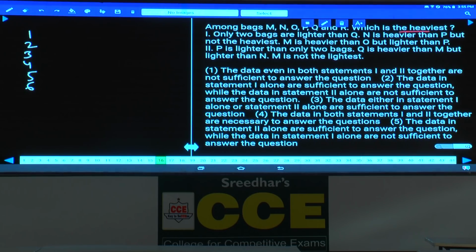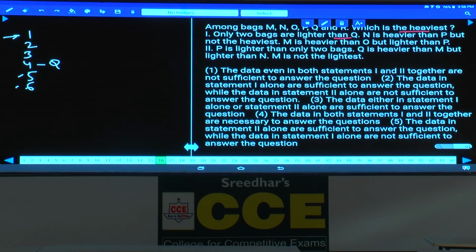Which is the heaviest means now we need to find out the bag which comes at the first position. Then only 2 bags are lighter than Q. As only 2 bags are lighter than Q, then what should the position of this Q? Q must be at the 4th place. And the bags which are at the 5th and the 6th are the only 2 bags which are lighter than Q.